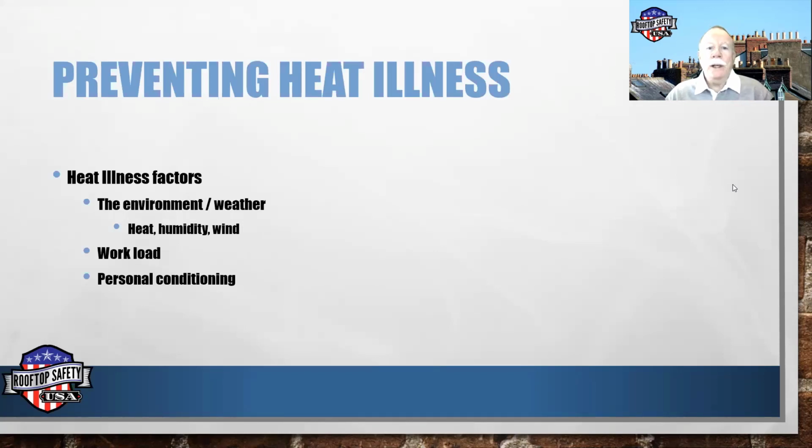So, preventing heat illness, we've got to understand some factors that play into causing heat illness in the first place. And clearly the environment and the weather is a factor. Heat is a big component of that. Humidity also plays into that. When we look at the heat index, you'll see how heat and humidity combine to make conditions better or worse. And then wind is also a factor.